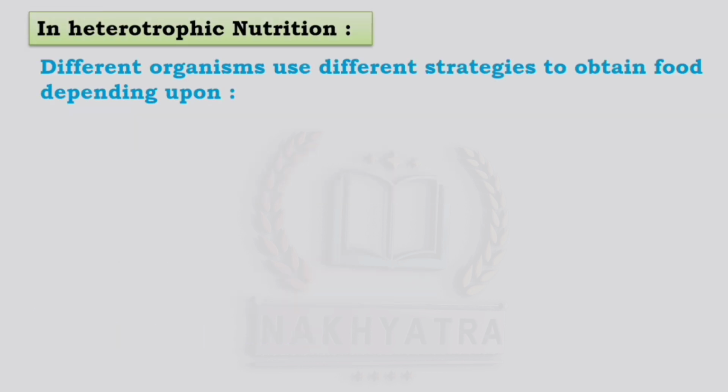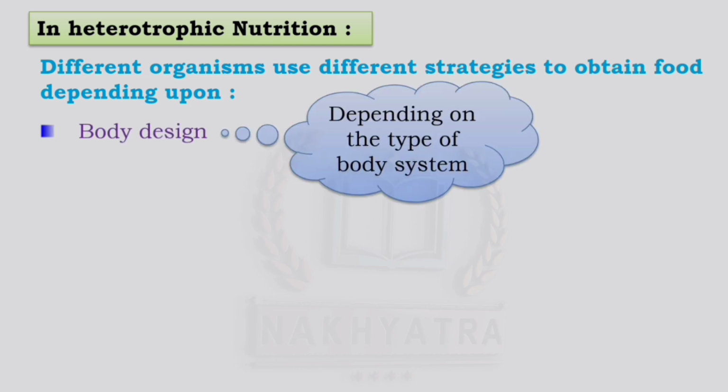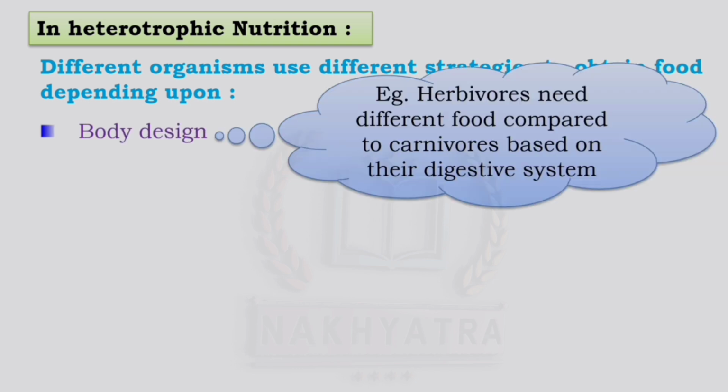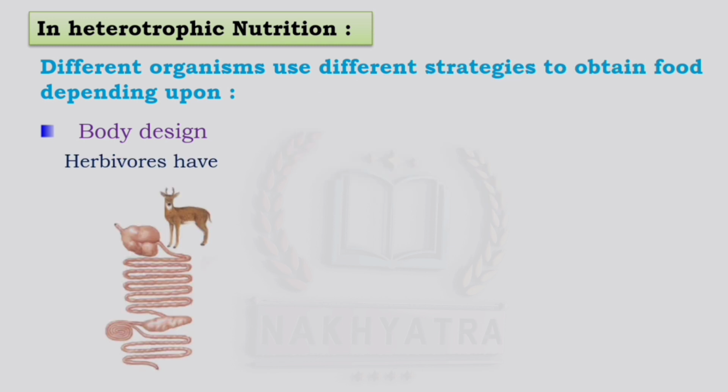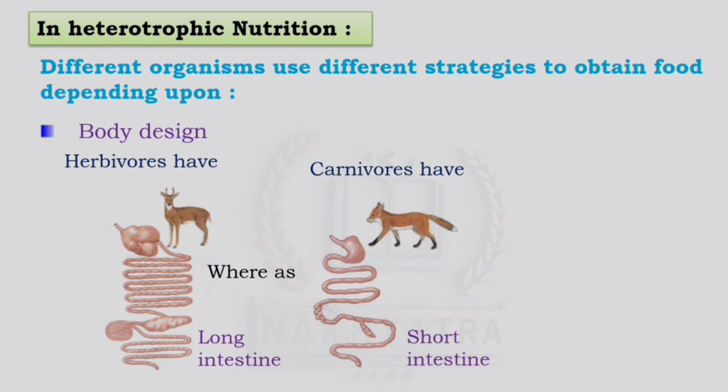In heterotrophic nutrition, different organisms use different strategies to obtain food, here strategies means methods, depending first upon body design, that is, the type of body system. For example, herbivores need different food compared to carnivores based on their digestive system. Now let us see. Herbivores have a long intestine. Can you see? This deer has a long intestine, whereas carnivores have a short intestine.